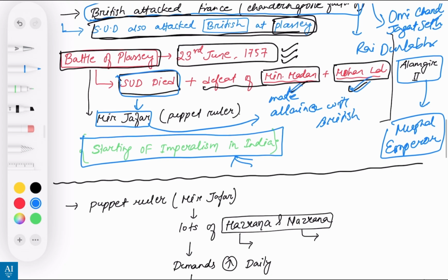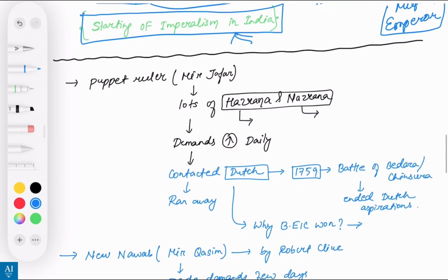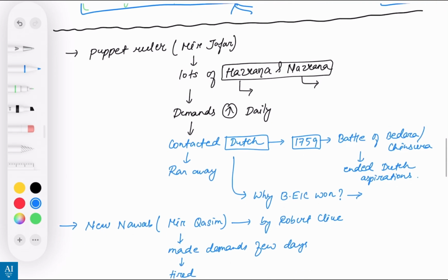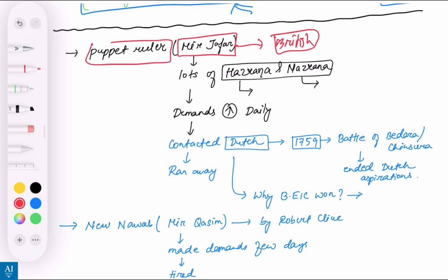Now let's talk about the Battle of Buxar. In the Battle of Buxar, after the death of Sirajuddaulah, Mir Jafar was made ruler, that is Nawab of Bengal, by the British. So as you already know, anyone placed on the throne by the British will be a puppet ruler of the British. That is, Mir Jafar became the puppet ruler.